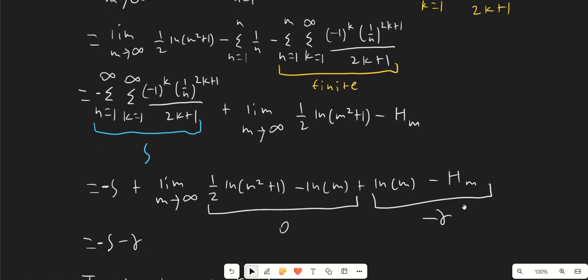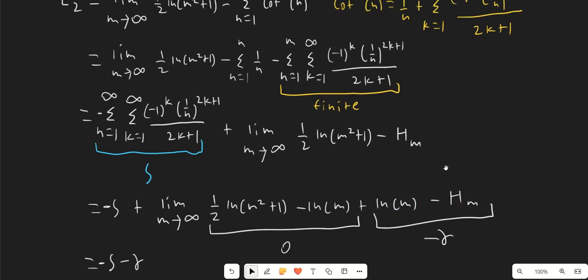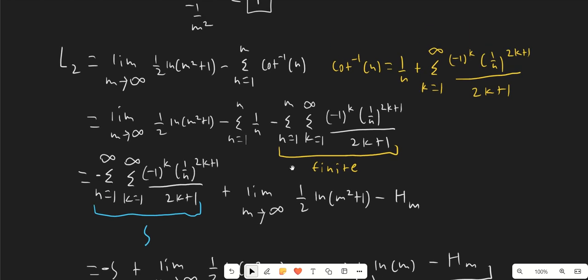And notice if we take this out right here, we can go ahead and add and subtract ln m. As I said before, the limit as m goes to infinity of 1/2 ln of m squared plus 1 minus ln m is just 0 because these are actually the same. So we can just erase these, and then we just have natural log of m minus H sub m, which is just negative gamma, the Euler-Mascheroni constant. And now we just have to deal with this other summation here.